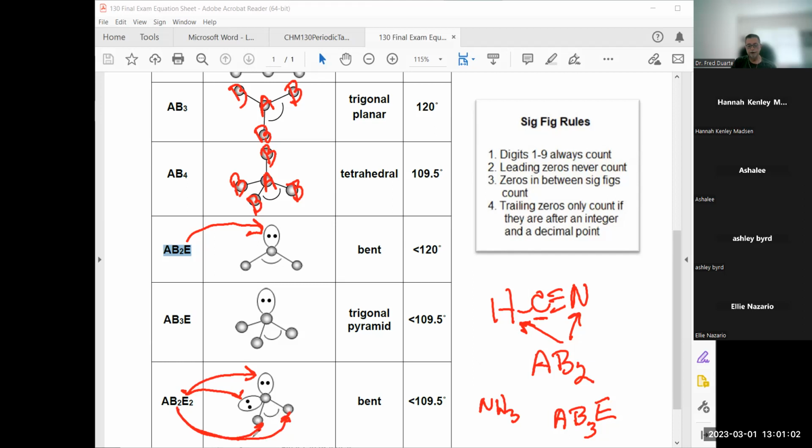Okay, I get that. Thank you. All right. But the thing to remember, E is only the lone pairs on the central atom. We don't care about lone pairs on anybody else, just on the central atom. Okay.